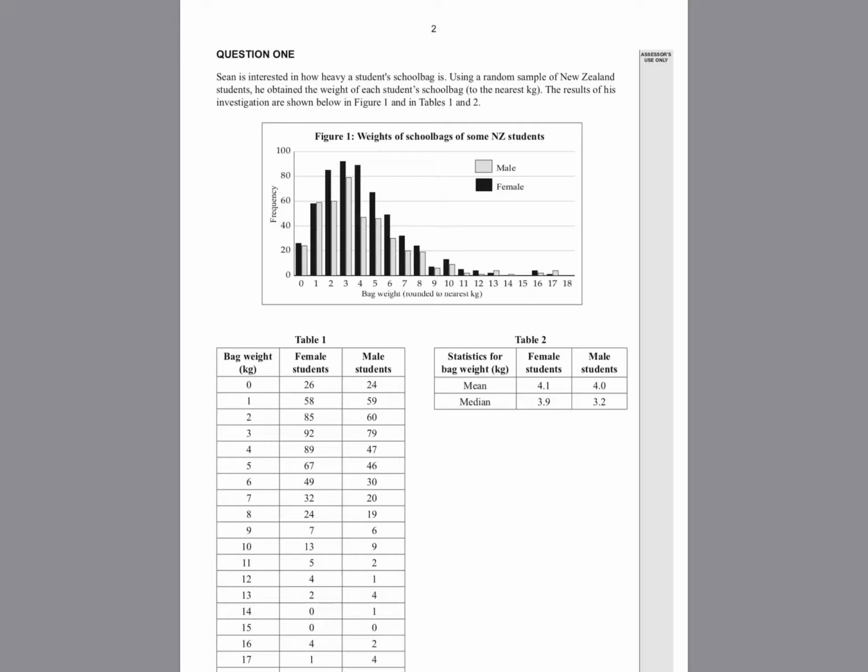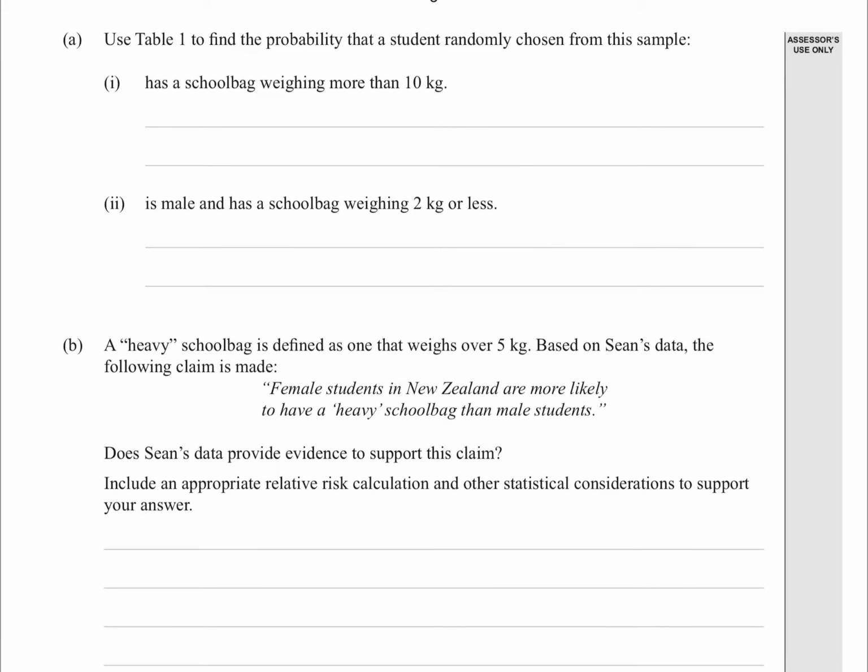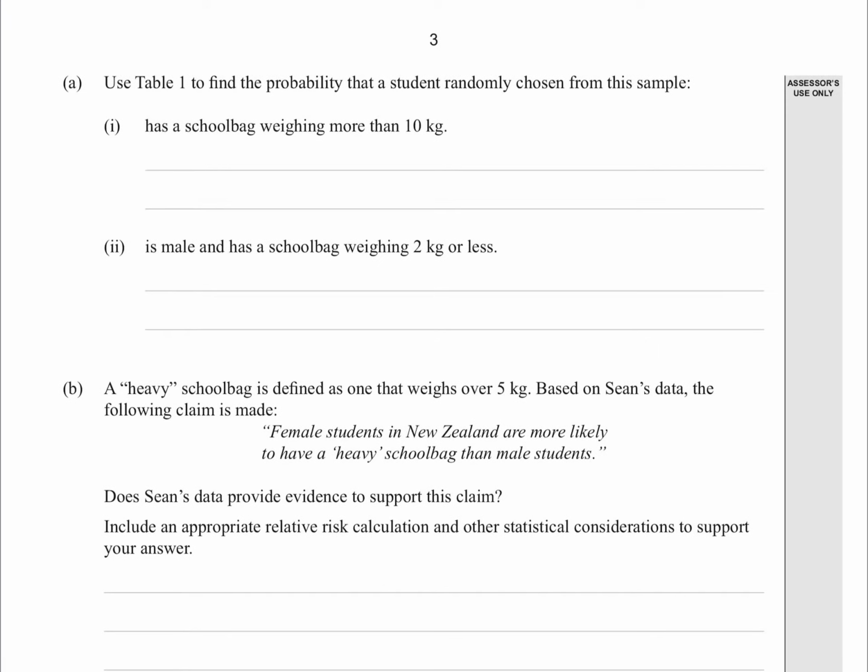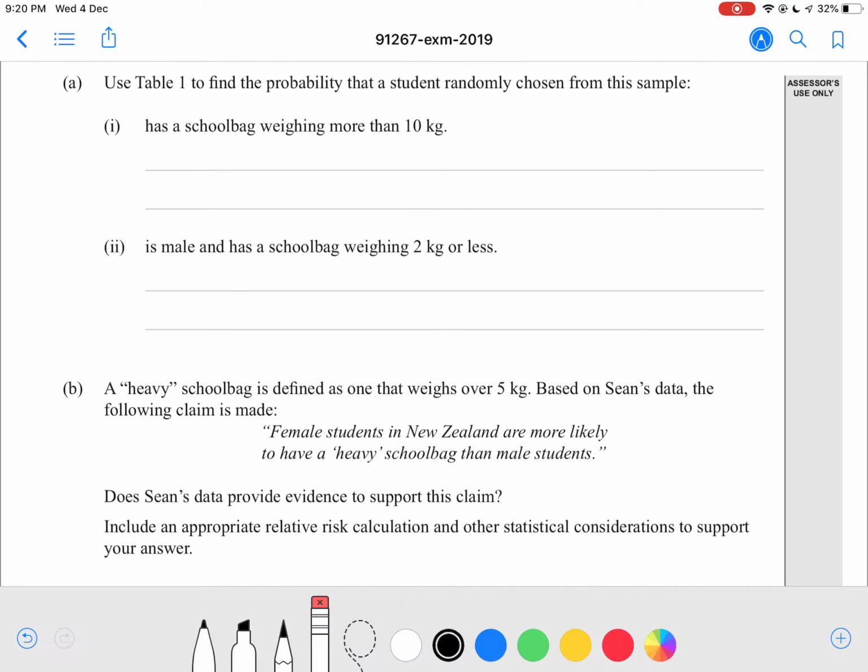So question 1, Sean is interested in how heavy a student's school bag is. Using a random sample of New Zealand students, he obtained the weight of each student's school bag to the nearest kilogram. The results of his investigation are shown in Figure 1 and in Tables 1 and 2. Question A. Use Table 1 to find the probability that a student randomly chosen from this sample has a school bag weight more than 10 kilograms.